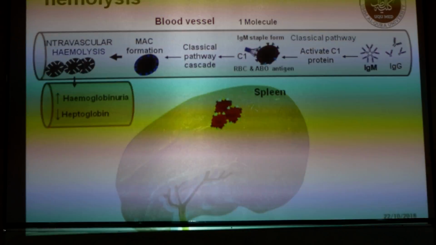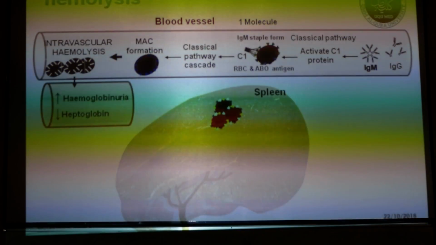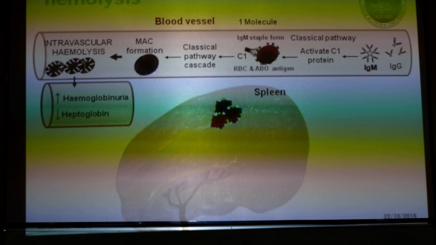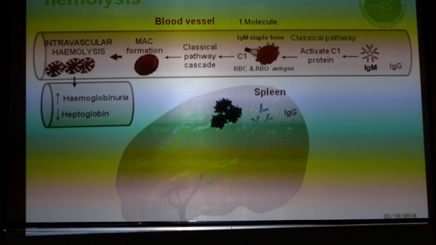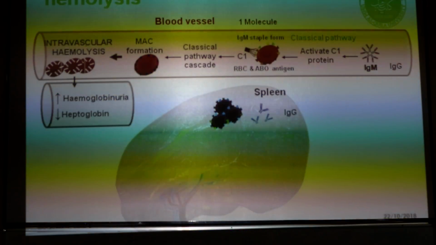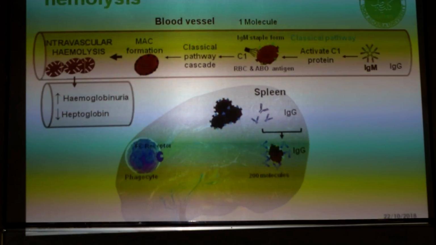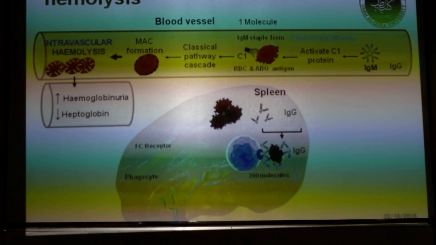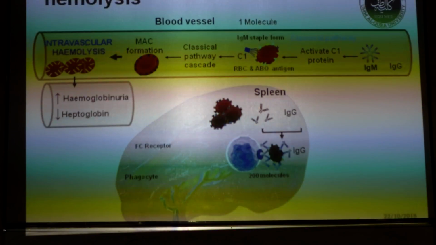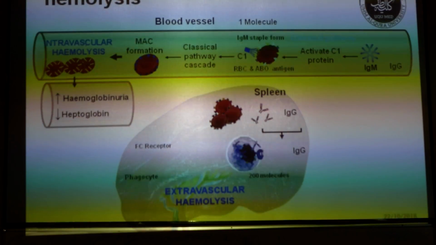Now on the contrary, when there is RH incompatibility, or whenever there is some other condition where IgG is produced, like autoimmune conditions, this IgG is going to bind to red blood cells, and this binding will mostly take place in the spleen. They will bind to the red blood cells. Now they will act as opsonin. Opsonization will take place. They will activate the macrophages. The macrophages will engulf it inside, and extravascular hemolysis takes place.